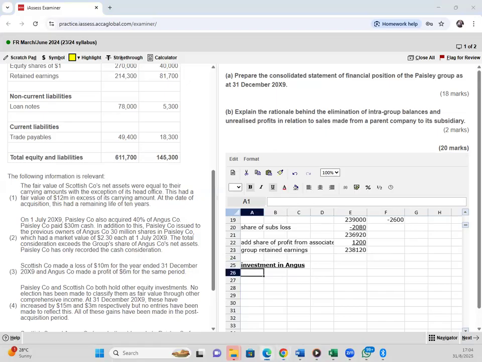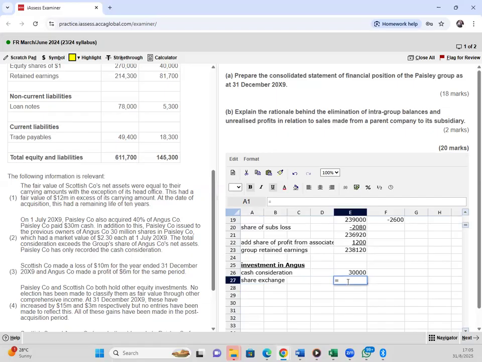So for the investment in associate, if we're working out the investment in associate, the first thing to take note of is how much did we pay? So you start with the cost of the investment. So how much did you pay? If we go to the question, we acquired 40% and paid 30 million. So there was cash consideration. So for the investment, we paid a cash consideration of 30 million. Besides the cash consideration, we were told in addition to this, there was a share exchange.